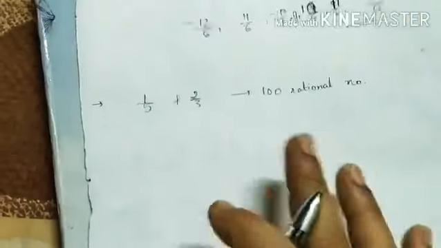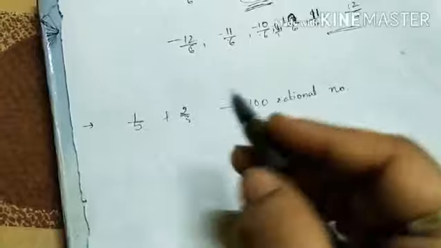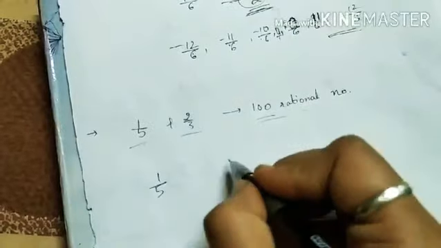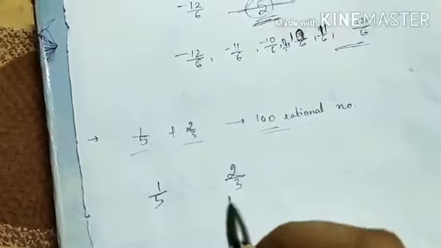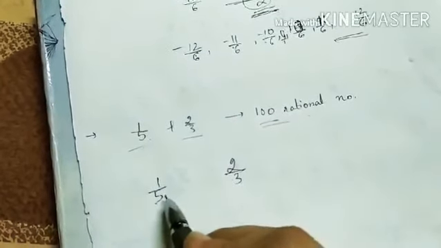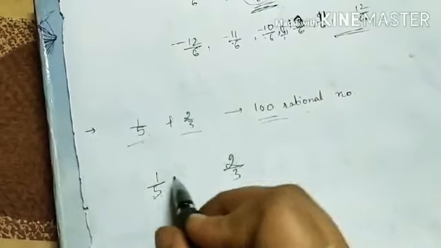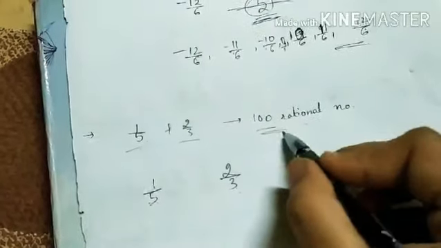Now the same question as I was telling you earlier. There are two rational numbers and you have to find 100 rational numbers between them. What do you have to do? 1 by 5 and 2 by 3. In between these two numbers, you have to find 100 rational numbers. So how are we going to do it? We are going to multiply by such a number that the denominator becomes the same and we have enough distance between the two numerators so that we can accommodate how many rational numbers? 100 rational numbers.